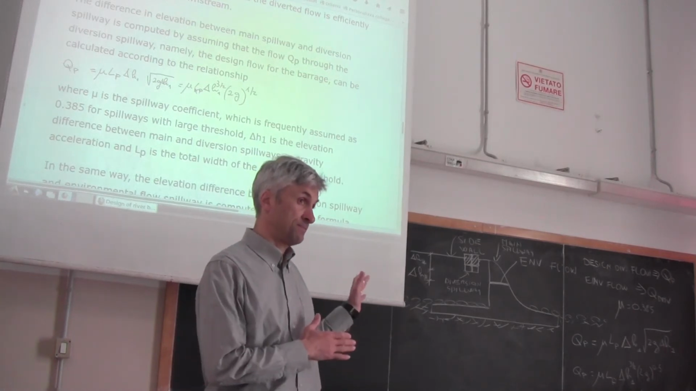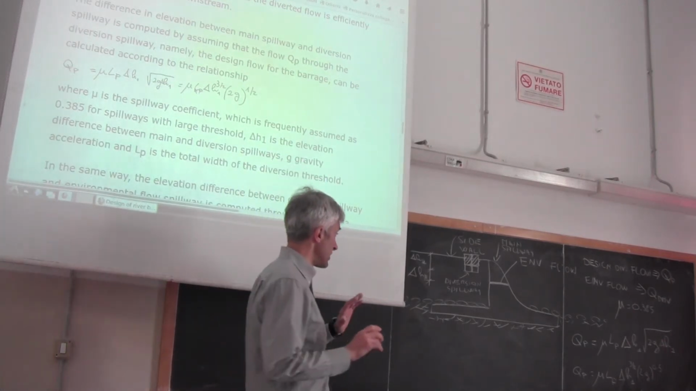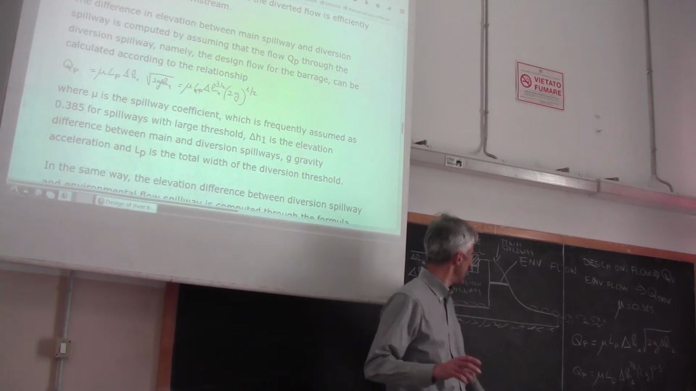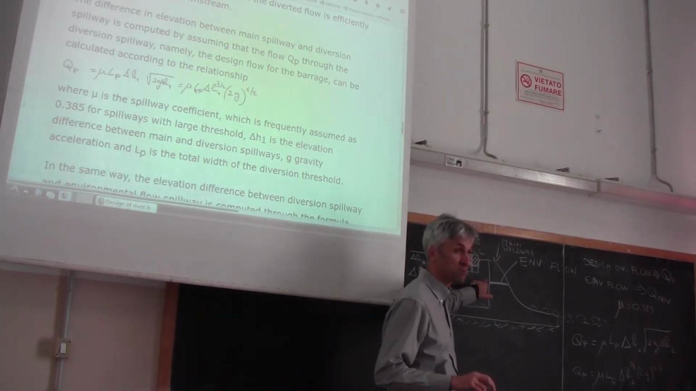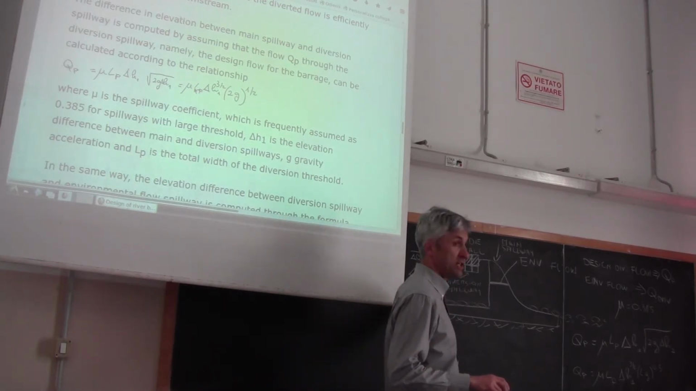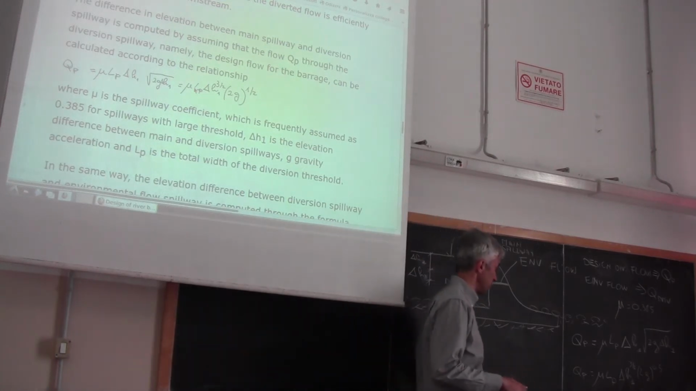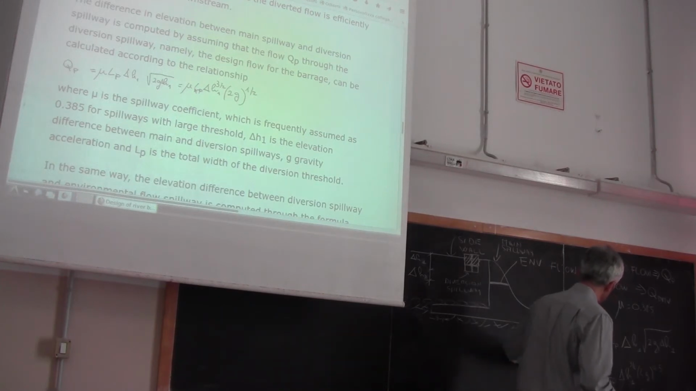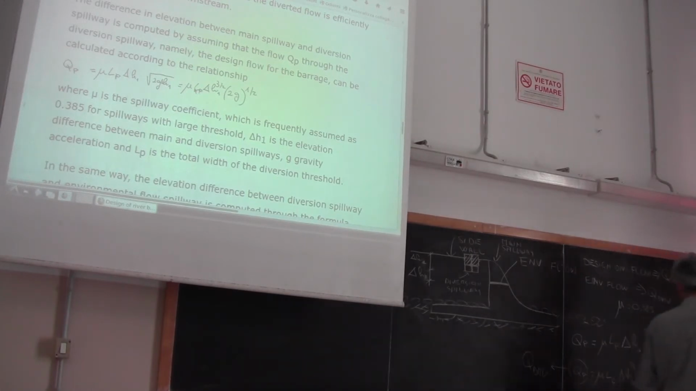Is this clear? Okay. In analogous reasoning, the very same reasoning allows you to determine the elevation difference between the environmental flow spillway and the diversion spillway, which is delta H2. And the only substitution, you use the same relationship by substituting QP with QDMU and substituting delta H1 with delta H2.